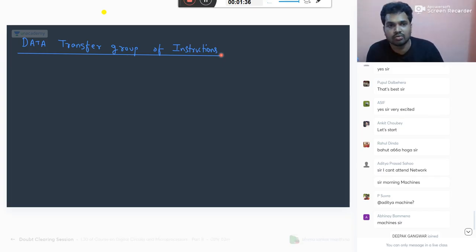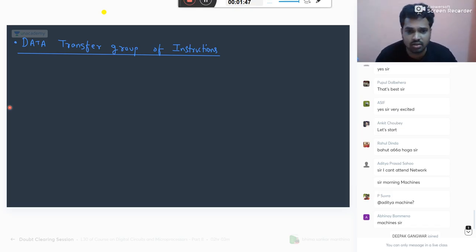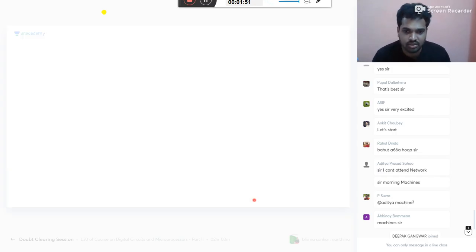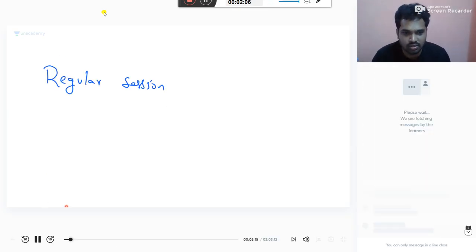Data transfer group of instructions. Now in the data transfer group of instructions we have completed today's doubt session. Now I will make it a regular session, maybe day after tomorrow or somewhere we take the doubt session. Why? Because I gave 2 DPPs. I will give you time today also. Then we can do it. Okay.